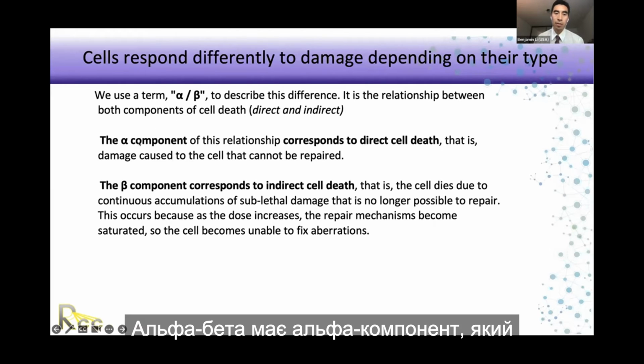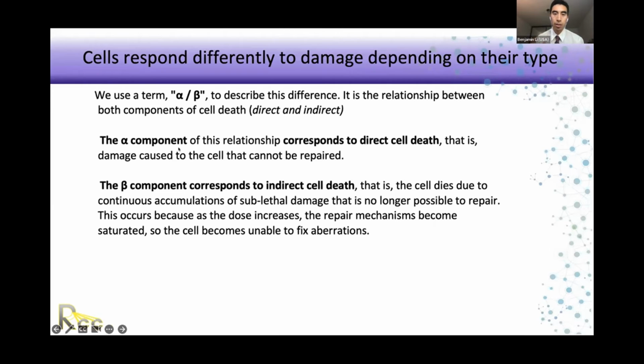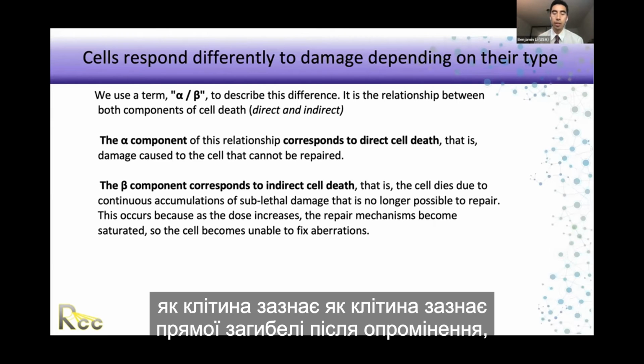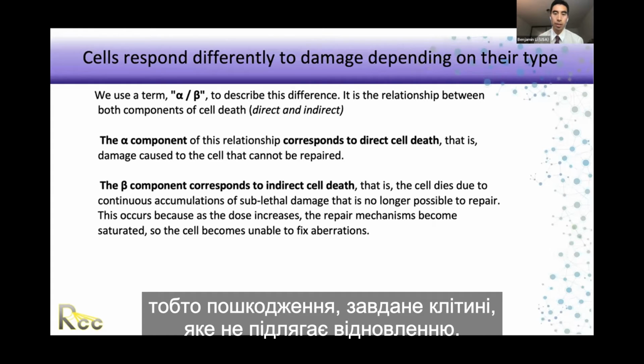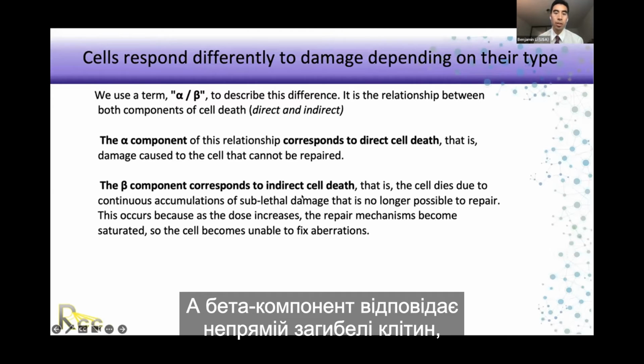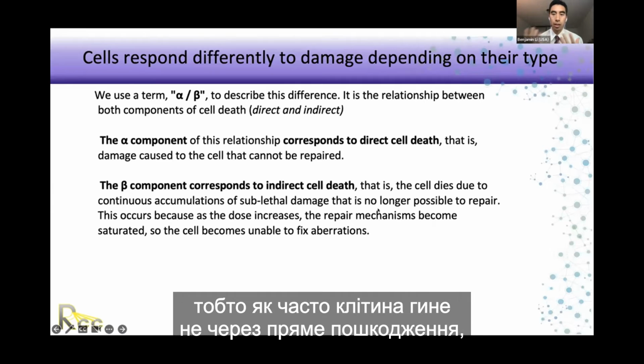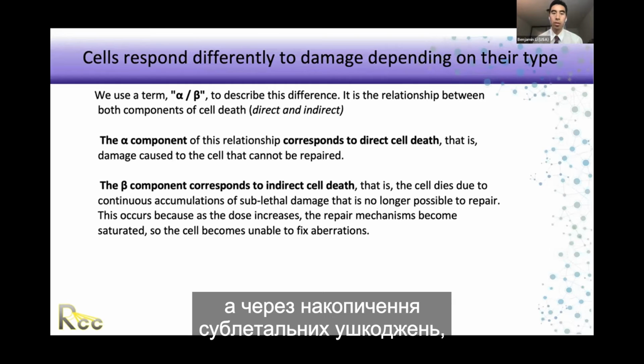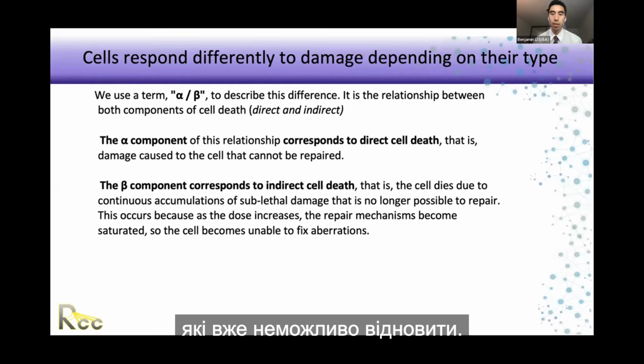Alpha beta has an alpha component, which is how a cell is having direct cell death after radiation. So damage caused to the cell that cannot be repaired. And the beta component corresponds to indirect cell death, meaning how often the cell dies, not due to direct damage, but due to an accumulation of sublethal damage that's no longer possible to repair.